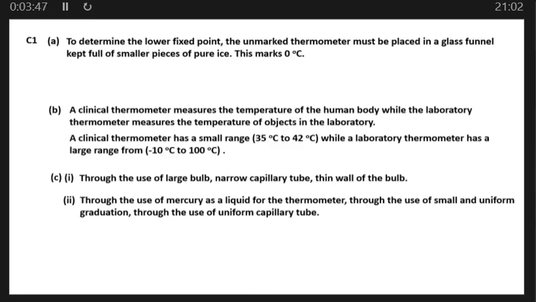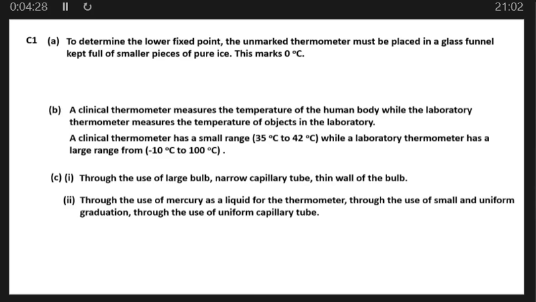So since it is a very good conductor of heat, any slight change can cause it to record a temperature change. That will make it more responsive or accurate in giving results of the temperature change. Then when we said through the use of a small and uniform graduation, we mean the markings on the thermometer. The markings must be very close to each other to allow any slight change to be recorded and read.